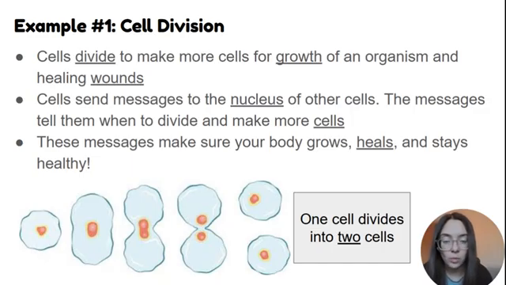You can see an example here of how a cell divides. It basically is going to copy its DNA, its nucleus, and split into two cells. So one cell divides into two cells, and that process will continue until they have the right amount of cells, right? So these messages are so important. They make sure that your body grows, heals, and stays healthy.